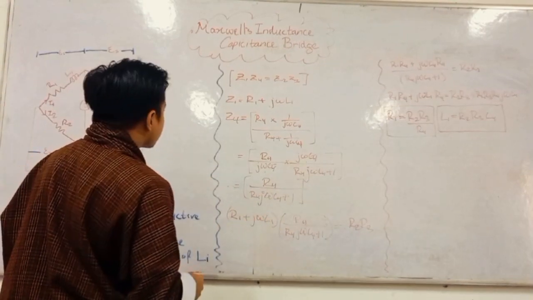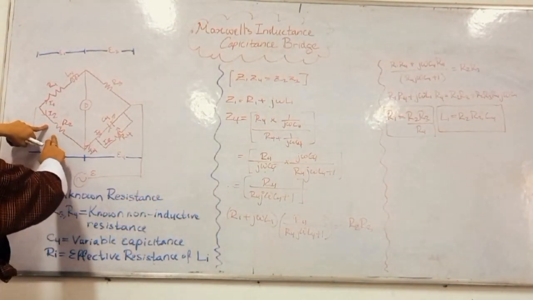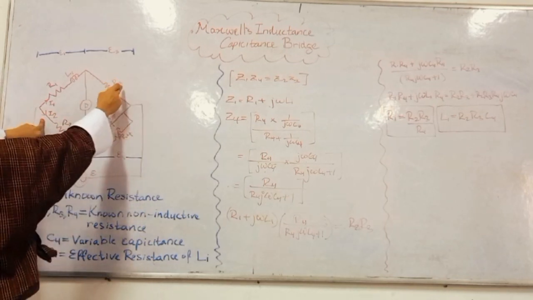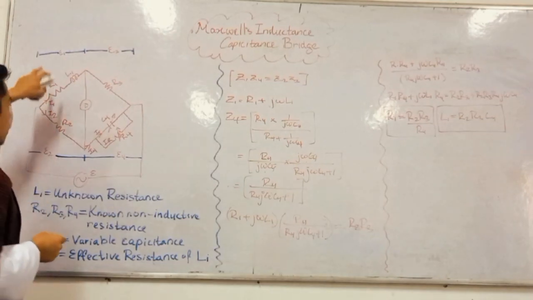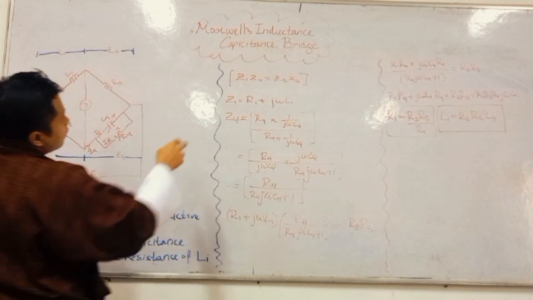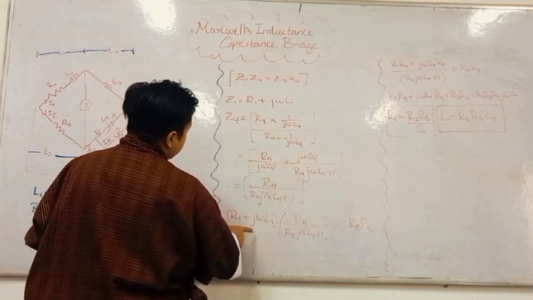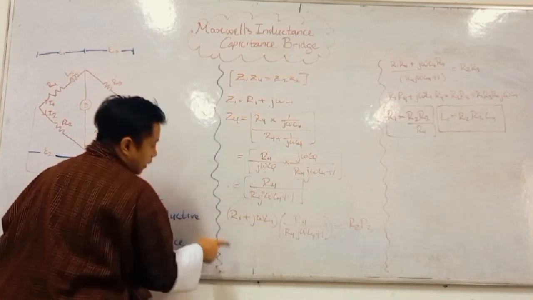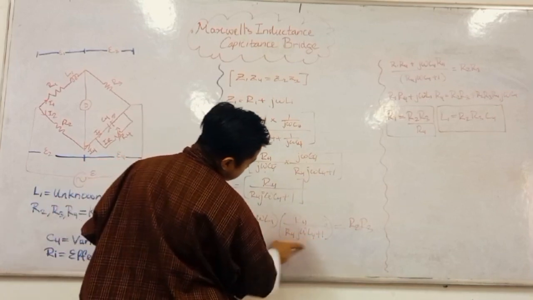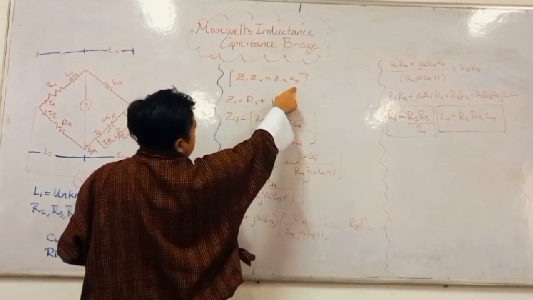Now, as you can already see, the resistance across this arm is basically R2, and the resistance across this arm is just R3. Now we have to substitute these values into the balance condition right here. As you see, we have substituted Z1 and Z4, and the effective resistance across these arms is equal to R2 and R3, which are basically Z2 and Z3.